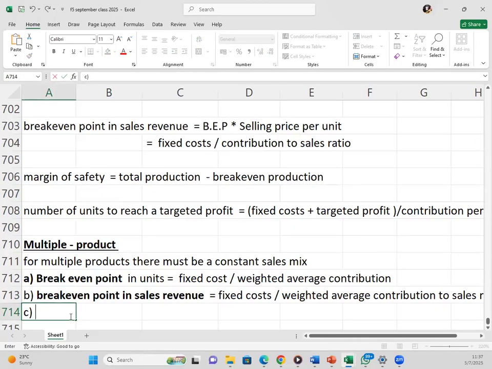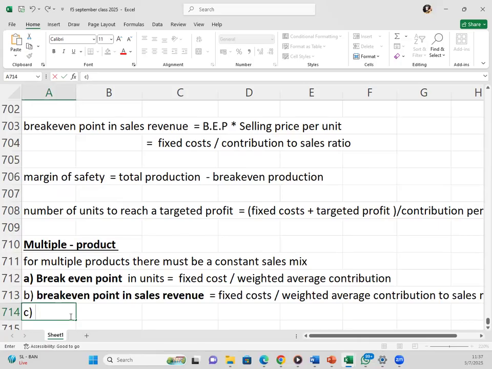Then, even the margin of safety, you can still work it out the same way. So for margin of safety, it's still the same. You say the total production minus the break-even production, or the total sales minus the break-even sales.